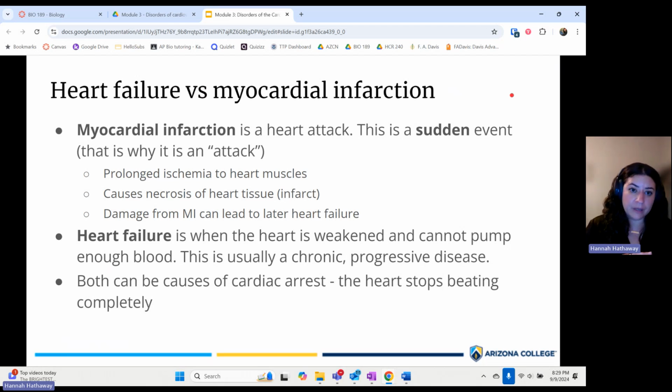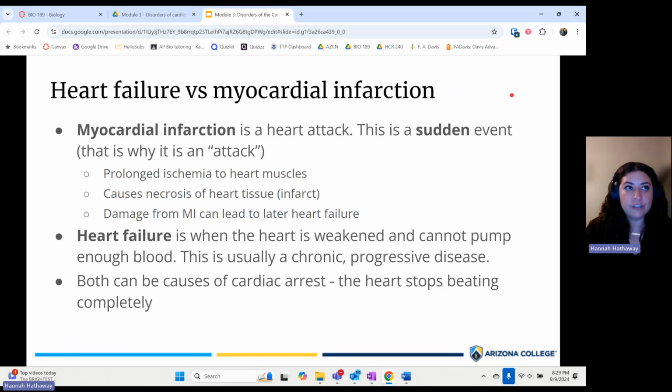Both of them, myocardial infarction and heart failure, can cause cardiac arrest, which is essentially when the heart stops beating completely. But they would be for different reasons. So in a myocardial infarction, the heart would stop beating completely because so much of the tissue has been damaged. And usually it would be tissue that is involved in conduction through the heart, that the heart just physically cannot keep beating because so much of that tissue has died.